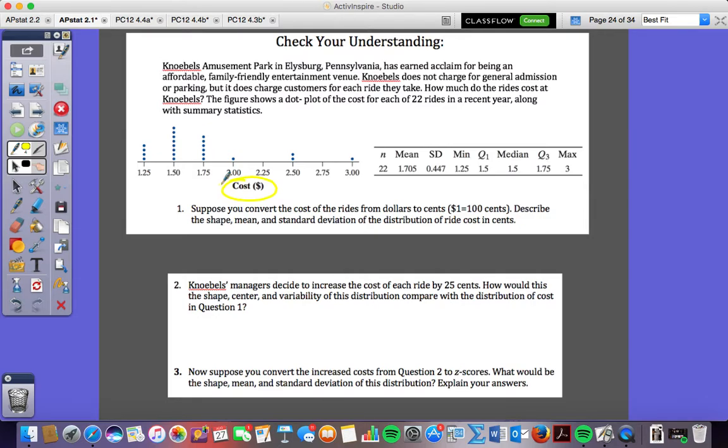Suppose you convert the increased cost from question 2 to z-scores. What would be the shape, mean, and standard deviation of this distribution? That's the one where we multiply by it, add the mean. So if we subtract the mean and divide by standard deviation, right? Z-scores always have what as the mean? Oh, 1. No, I lied. Well, that's the standard deviation. The mean will always be 0.